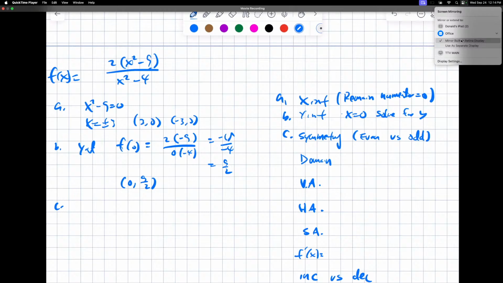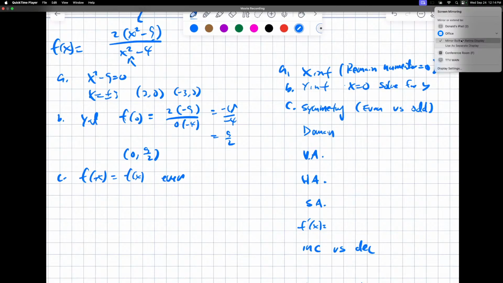Symmetries. Do you guys know how to find symmetries? Plug in negative x. Is this odd or even? It's even because you're going to go back to exactly the same as the equation before, so it's even. Why plug in negative x here? It doesn't matter. It's both squared, so we go back to before. So this even symmetry is symmetry to what? To the y-axis.